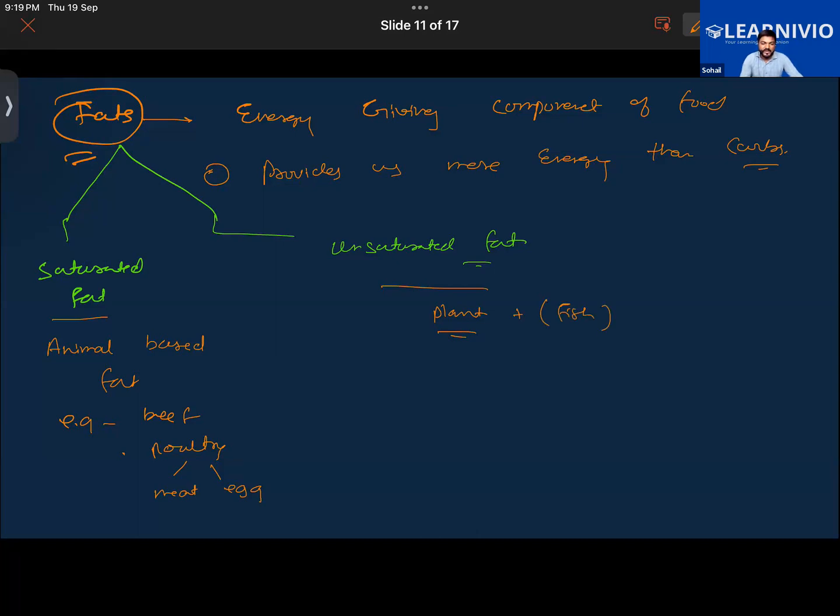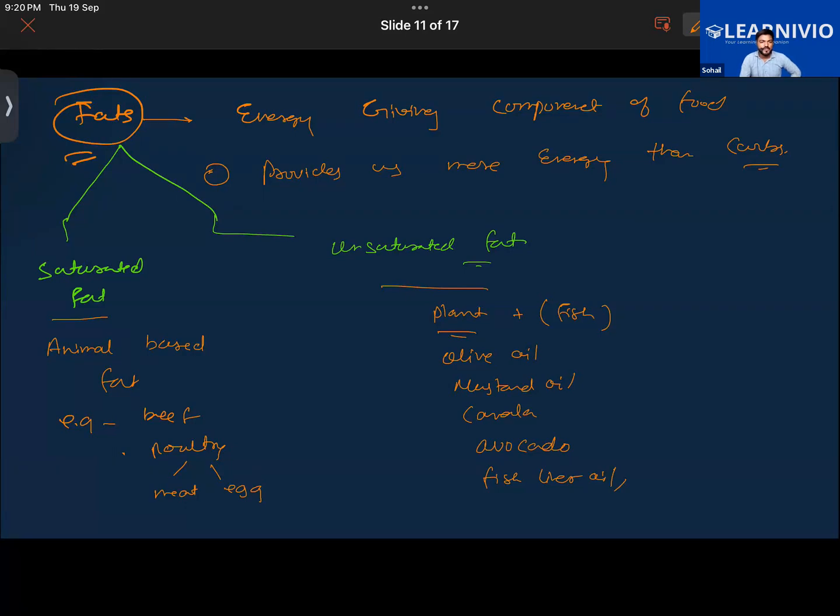Now a person suffering from cholesterol problems, the doctor will recommend them to replace the red meat with fish. Replace the animal-based meat like beef with fish. Now, we have examples of olive oil, mustard oil, canola, avocado, or fish liver oil. So these oils contain unsaturated fat. Okay, so hope this should be clear.